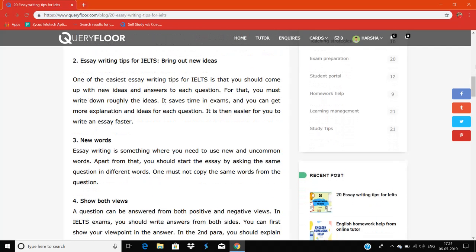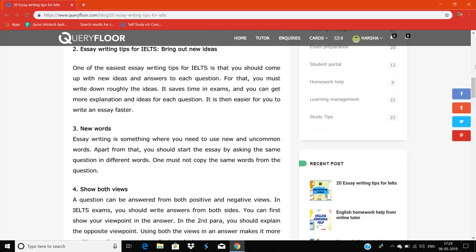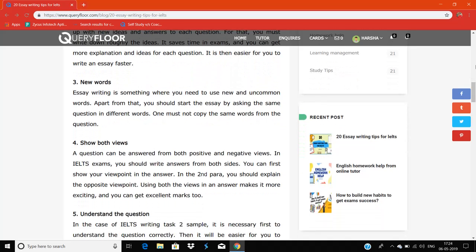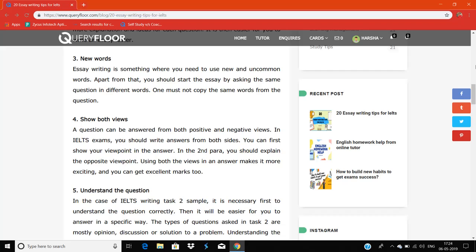Secondly, bring out new ideas. One of the easy ways of improving your IELTS essay writing is to come up with new ideas and answers, with something interesting. Think out of the box. You must write down your ideas roughly. It saves time in exams. And then you can go into details while explaining the ideas for each question. It is then easier for you to write an essay since you have written all your points down. It becomes easier to focus.